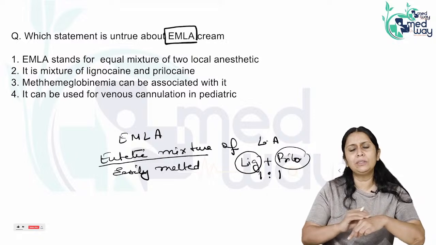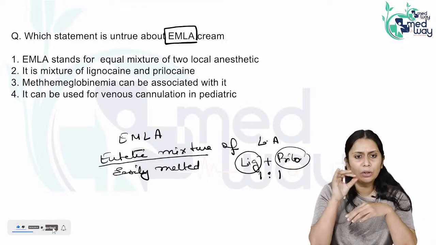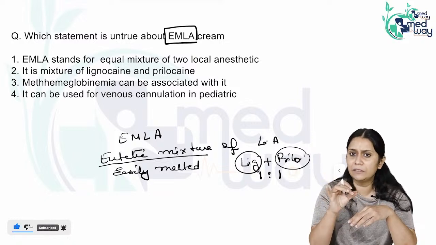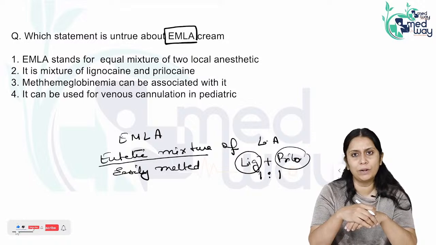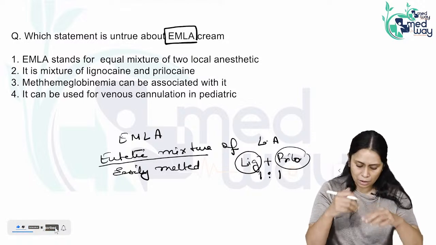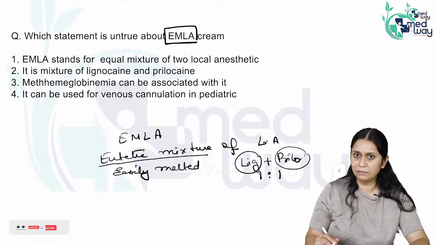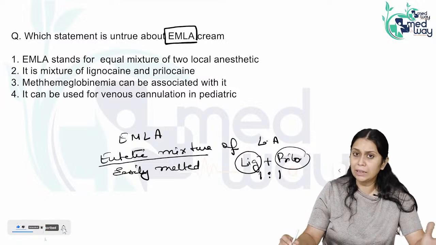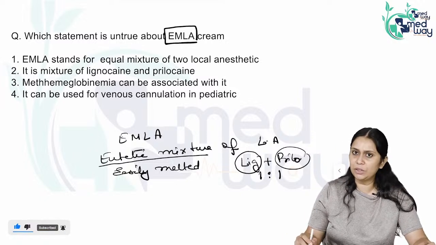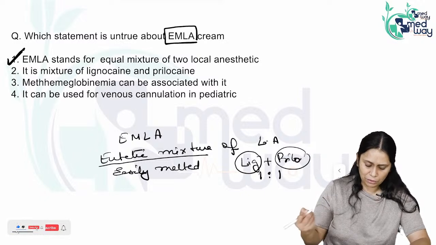We apply it on the skin surface, leave it for some time and then come back and do the procedure, because it penetrates the skin surface since it easily melts and produces a surface anesthesia of 2 to 4 mm depth. Okay. So let us see the options. Emla stands for equal mixture of two local anesthetics. Well, it has an equal mixture, but it doesn't stand for equal mixture of two local anesthetics. It stands for eutectic mixture of local anesthetic. So this is an untrue statement. So this is the wrong option.